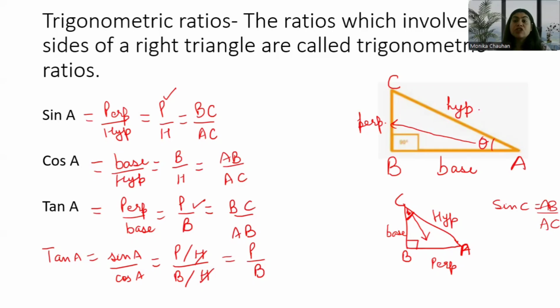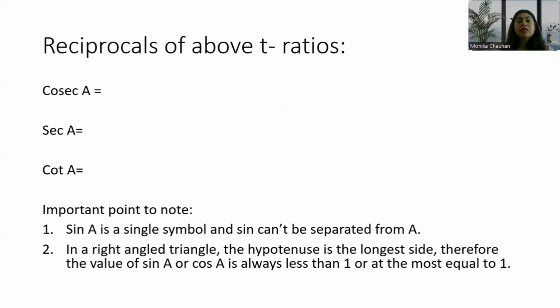Now, there are actually 6 trigonometric ratios. So 3 you got to know. The other 3 are the reciprocals of these above trigonometric ratios. T ratios means trigonometric ratios. So cosec A is the reciprocal of sine A. You don't have to remember every time that perpendicular upon hypotenuse becomes hypotenuse upon perpendicular. Just remember a few key things and it becomes very easy for you. So cosec A is 1 upon sine A, sec A is 1 upon cos A, and cot A is 1 upon tan A.